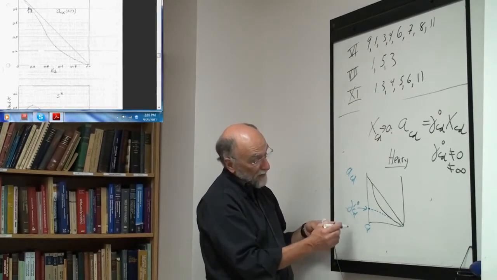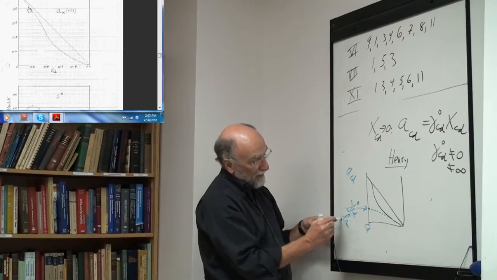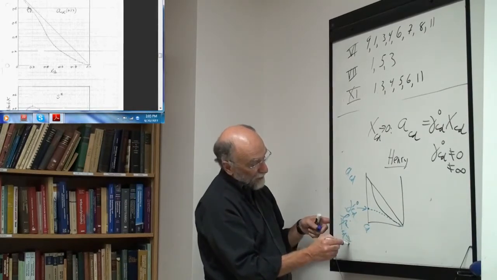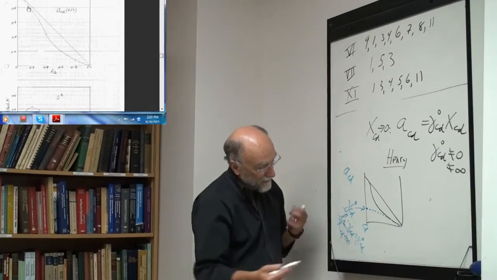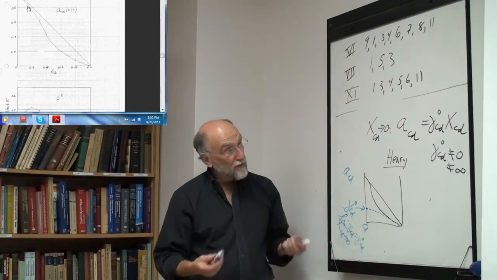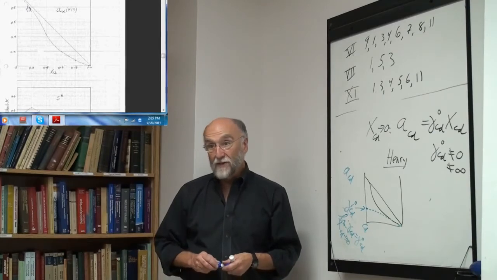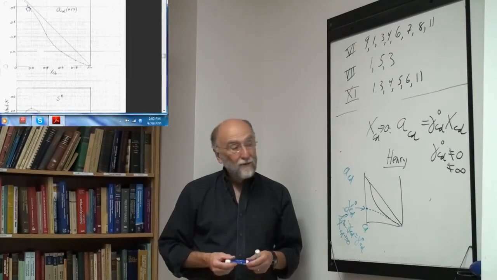Gamma Henry cadmium is simply the limit as x cadmium approaches 0 of gamma cadmium, equals gamma Henry cadmium, and it's not 0, it's not infinity, it's a finite value. That's Henry's law.